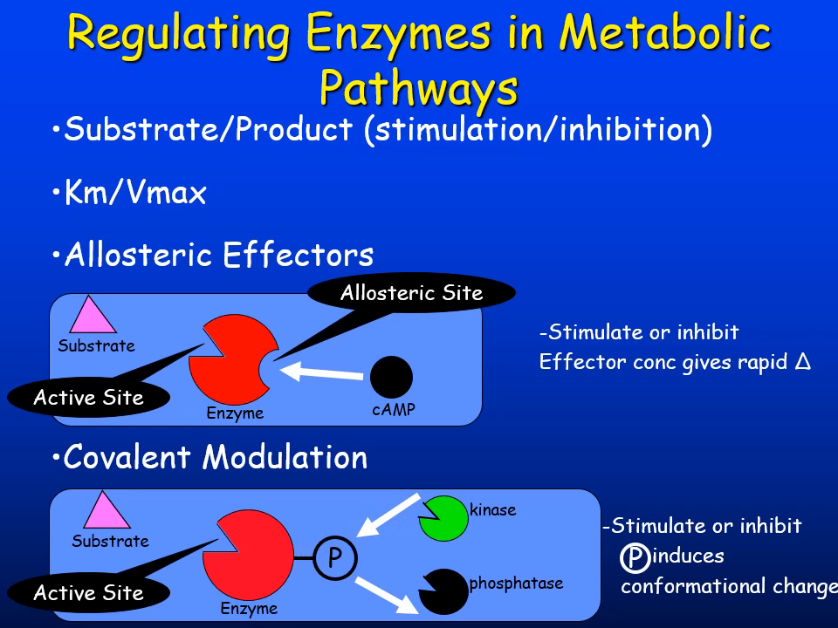And then correspondingly, it's a phosphatase that will come along and remove that phosphate group and then again reverse that effect. And I'm being careful here not to say that it's speeding it up or slowing it down. Again, it depends upon the scenario. So this is covalent modulation, where the phosphorylation of an enzyme will change its activity.